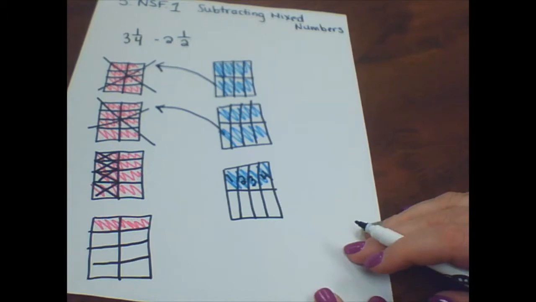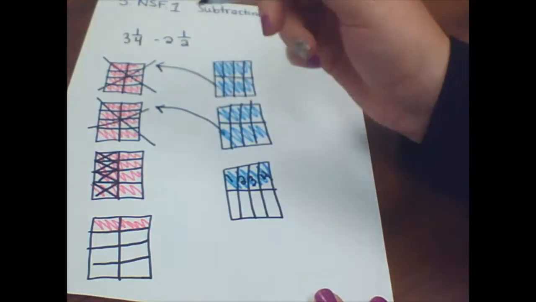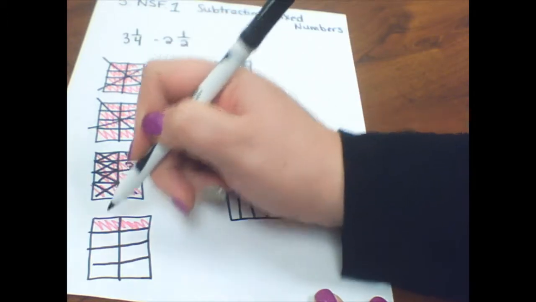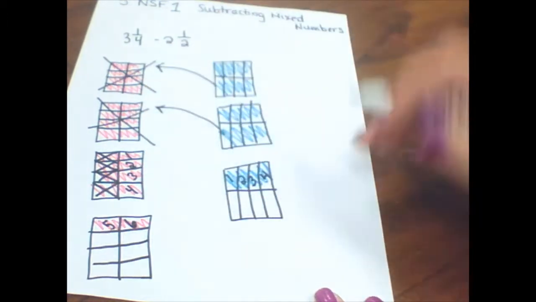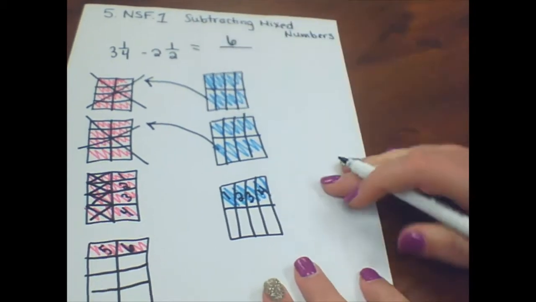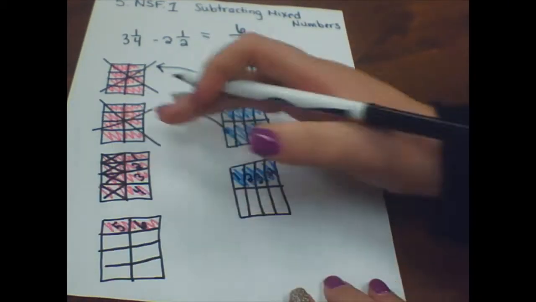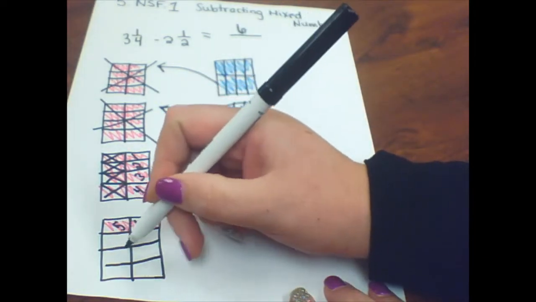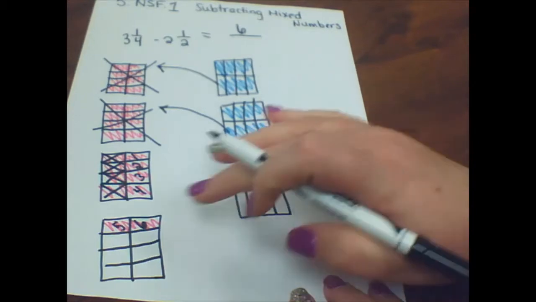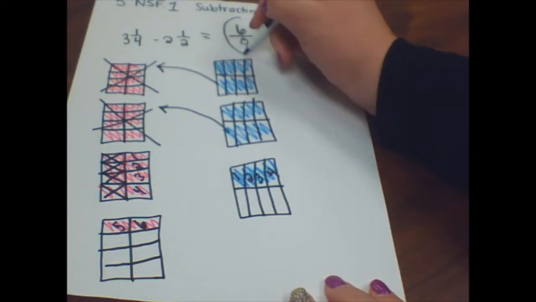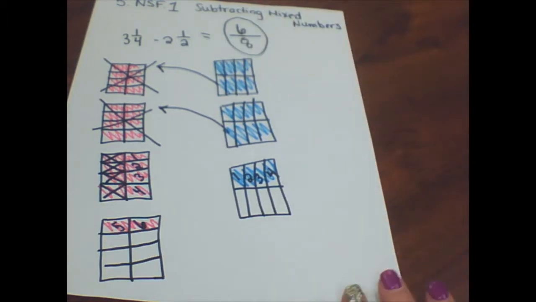So all I have to do now is count how many parts I have left over here. So I have 1, 2, 3, 4, 5, 6. I have 6 parts left. That becomes my numerator. Out of a total of how many parts did I have in each model? I had 8. Remember, each one of these models had 8 equal parts. So my answer would be 6/8.